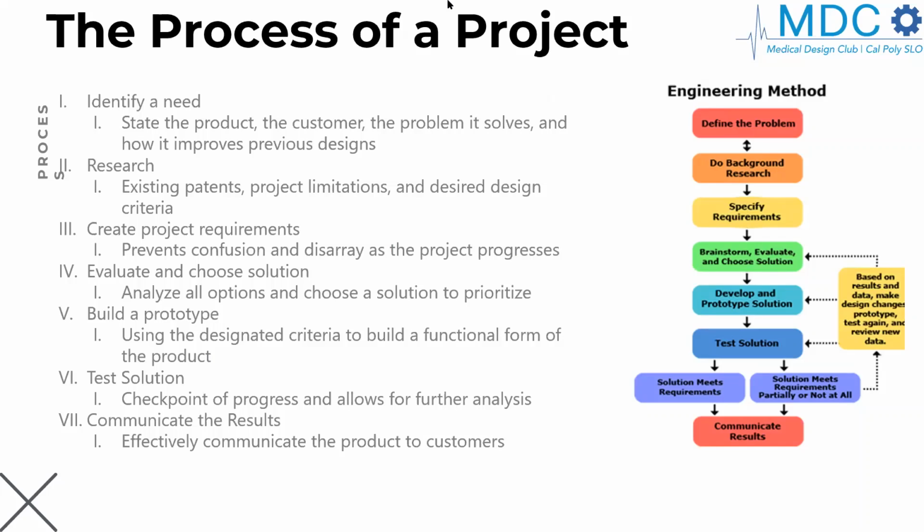Second, you want to do research, and this will include existing patents, any limitations that you might have in your situation, and also designating your design criteria. This is the stage where you want to make sure that you have a good background, a good basis to go forward from, and that you know what you're getting into.